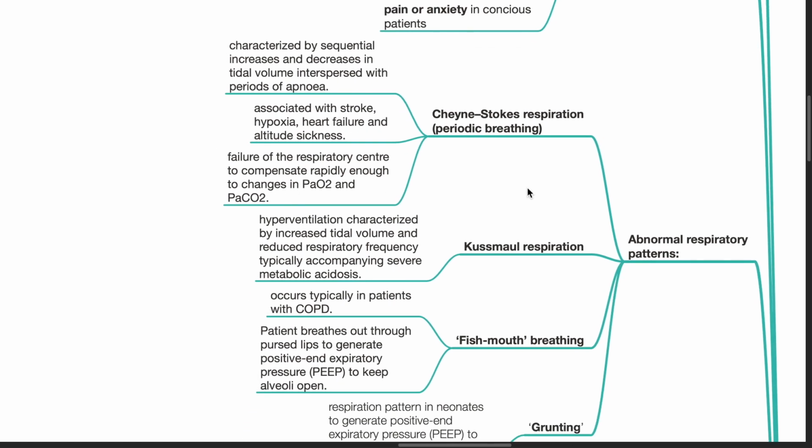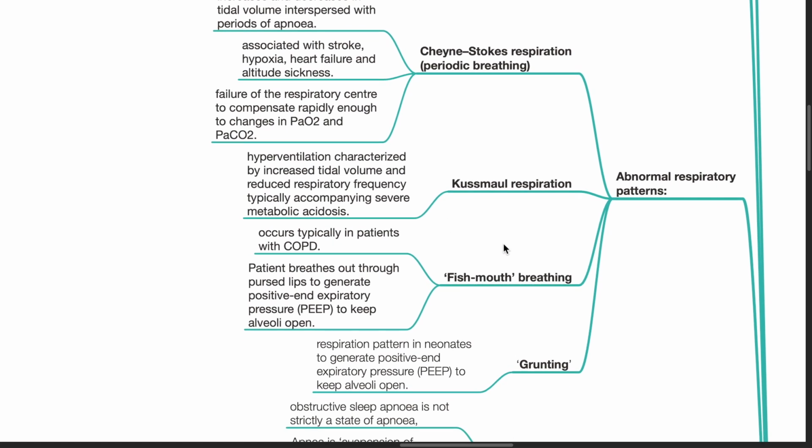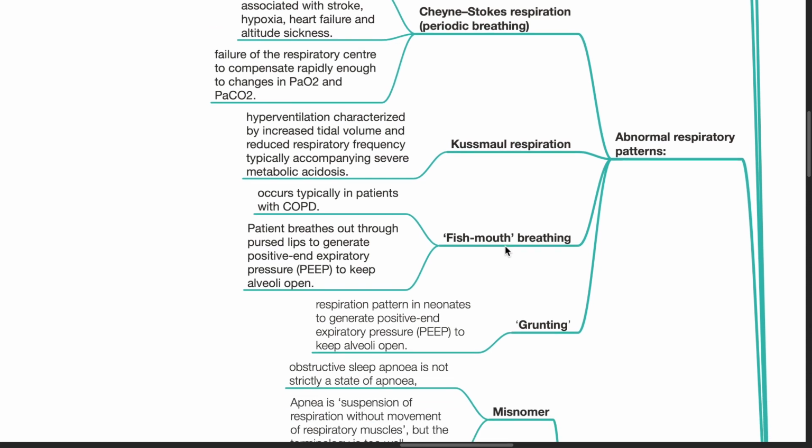Kussmaul respiration is hyperventilation characterized by increased tidal volume and reduced respiratory frequency, typically accompanying severe metabolic acidosis. Fish mouth breathing is a pattern typically occurring in patients with COPD. The patients breathe out through pursed lips to generate PEEP to keep alveoli open. Grunting occurs in neonates as well to generate PEEP to keep the alveoli open.